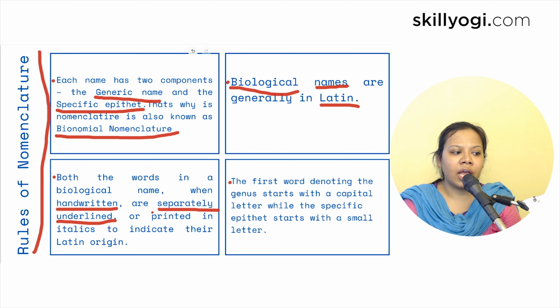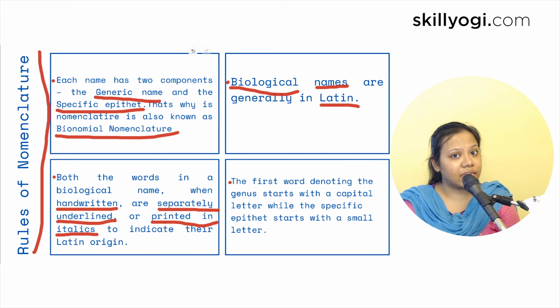or does not follow the rules of nomenclature. So when we write the names of organisms by hand, they should be underlined separately. And when we print those names, they are written in italics. When we print, we use italics, because it indicates the Latin origin.